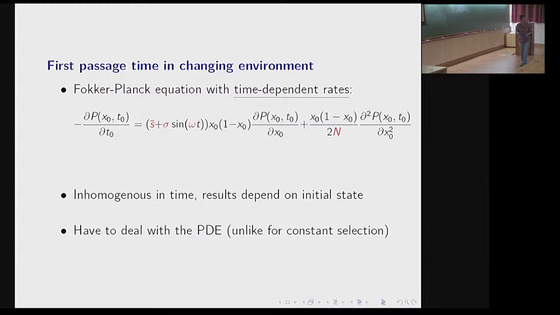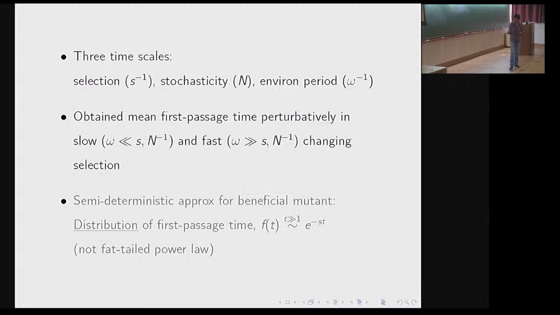You have to deal with the PDE, partial differential equation, whereas if you have a constant environment, you can work with an ordinary differential equation. So it's technically slightly challenging. Moreover, we now have 3 time scales. One is the time scale over which selection occurs, and another is the time scale over which stochasticity happens. That was there in the constant case also. But now we have an additional time scale, the one in which environmental variation occurs.